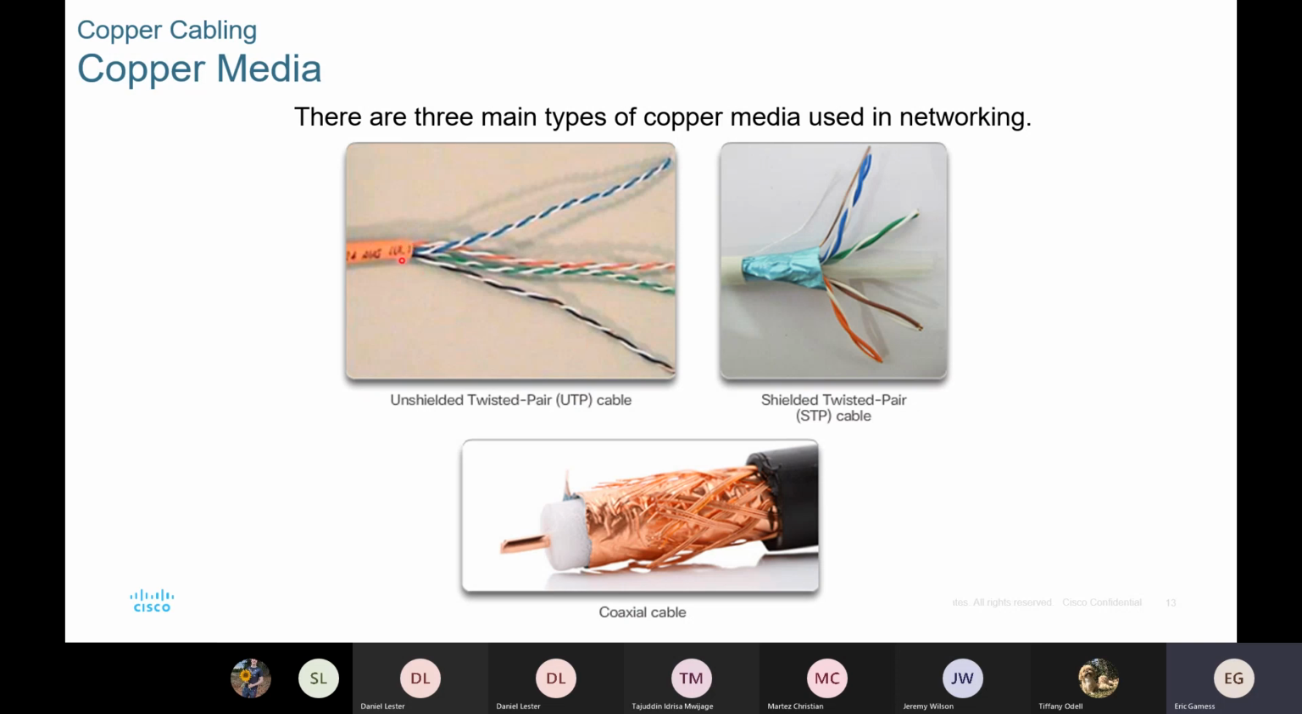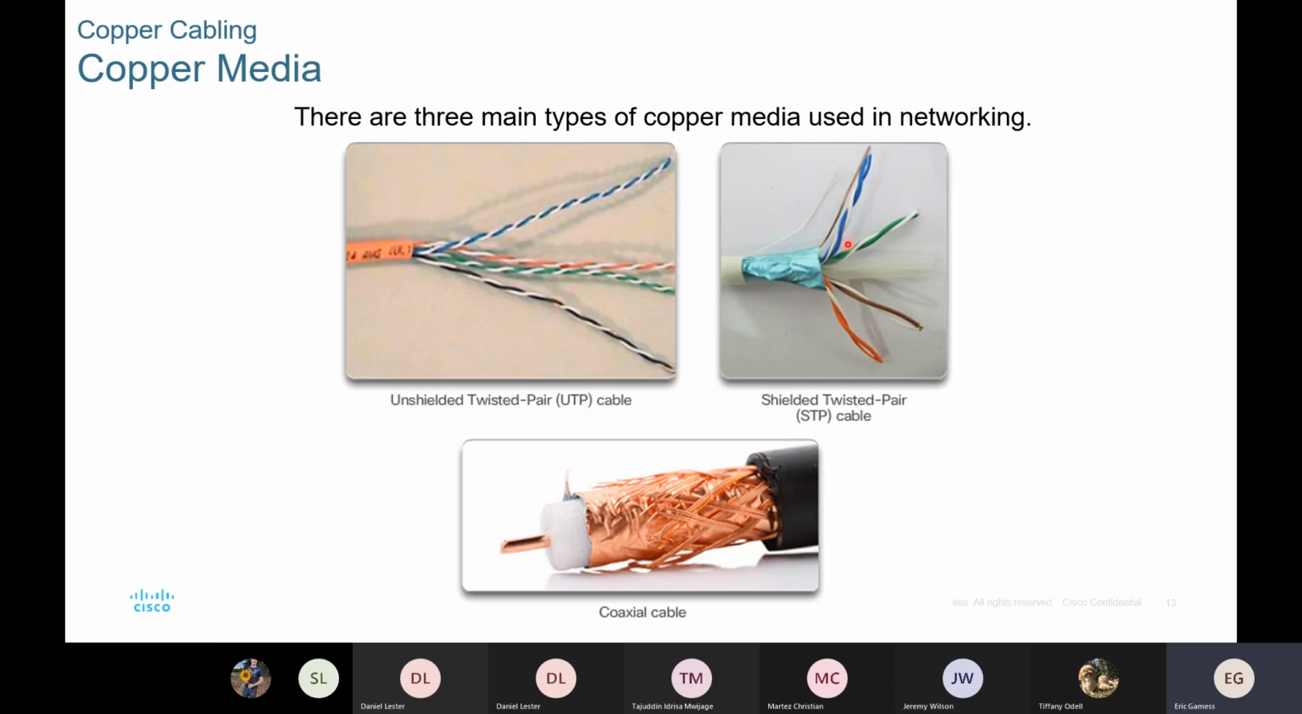And as you can see here, we have, how do you call that? This protection is not shield. It's why we call it unshielded twisted pair. Here we have an image of what we call STP, shielded twisted pair.